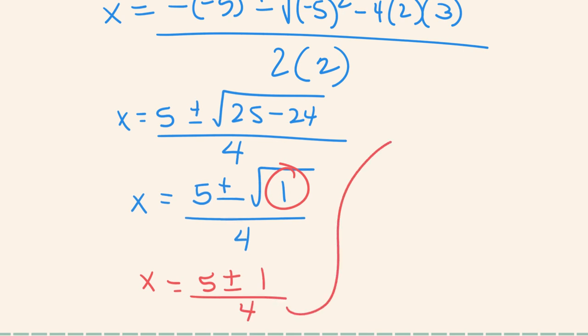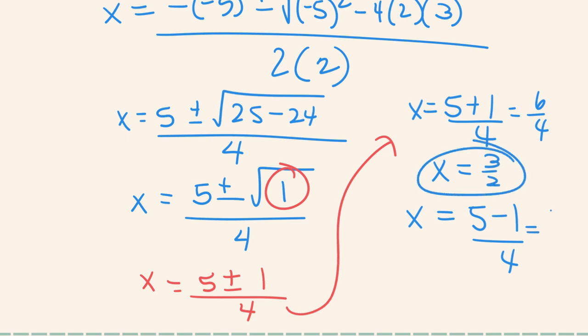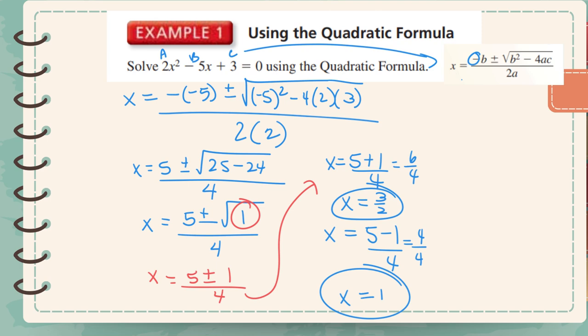I'm going to separate this over here so you can see it. Now I'm left with x equals 5 plus 1 over 4, and x equals 5 minus 1 over 4. We know that 5 plus 1 is 6 over 4, which simplified gives me 3 over 2. 5 minus 1 is 4, and 4 over 4 gives x equals 1. And that's your answer for using the quadratic formula when given a quadratic equation.